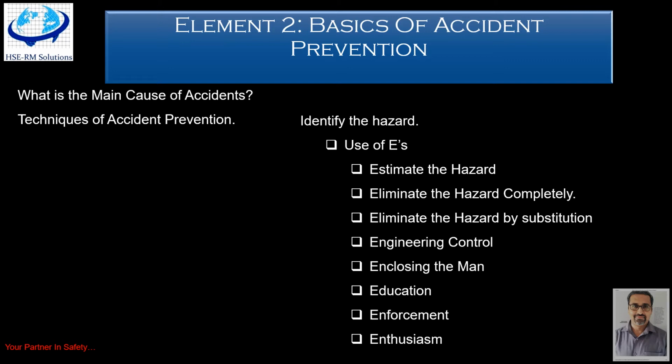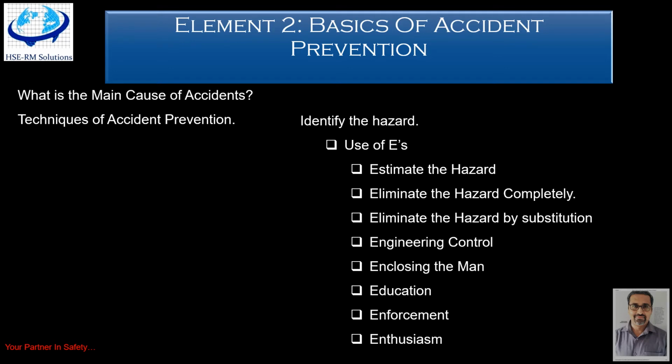Now, enclosing men. By using personal protective equipment, when you are not able to take the above measures, you surrender to the hazard, then you have to go for personal protective equipment. So enclosing the men. And finally comes the administrative part, that is the education. Education is required at every stage of implementation of these E's. Then comes the enforcement. 75% of the workforce responds to training, but the remaining workforce need enforcement for every safety arrangement made. And last but not the least is the enthusiasm. Enthusiasm is required at every stage of E.